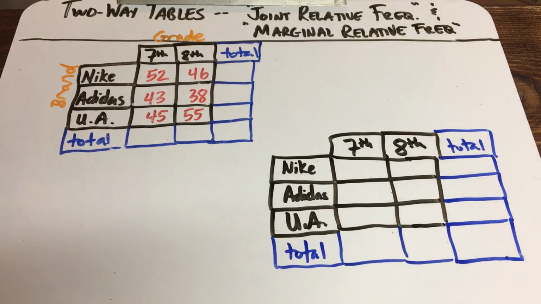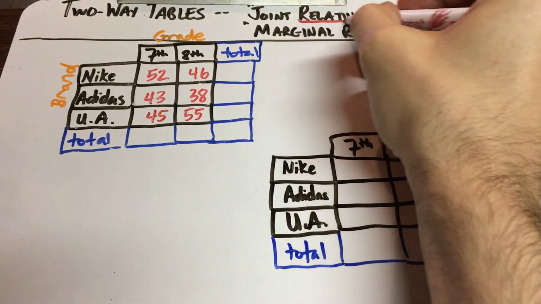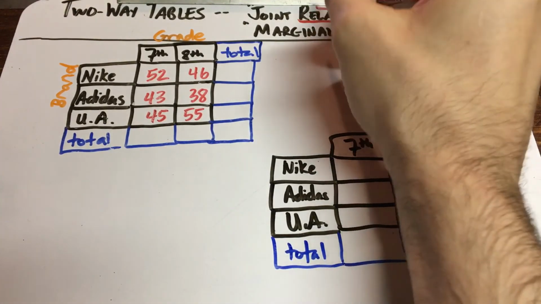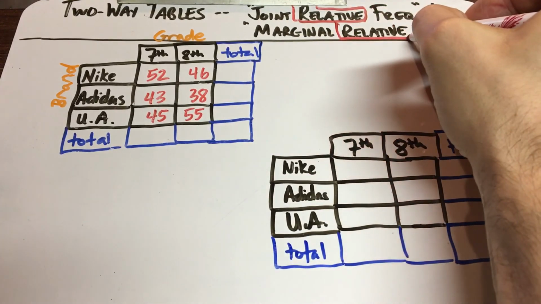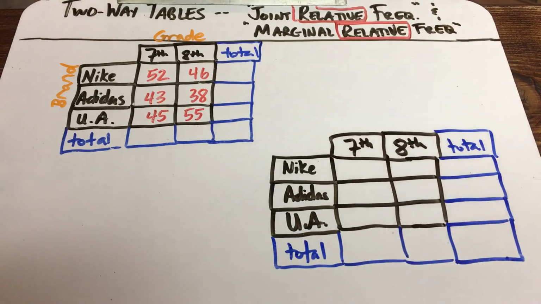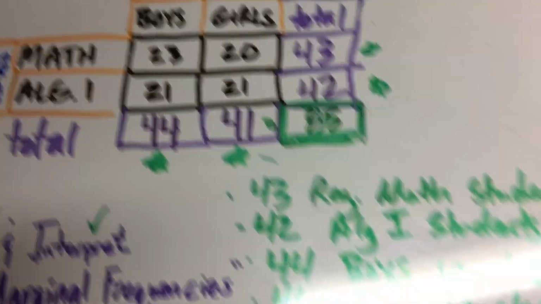Instead of just being marginal frequencies and joint frequencies, now look what they're going to have in there. They're going to say, hey guys, calculate the joint relative frequency. That word relative wasn't in there earlier. And the marginal relative frequency. So let me show you what this means, because this is different than the first board we did, my one about the boys and girls in my classes.